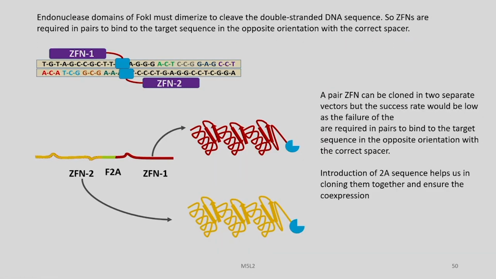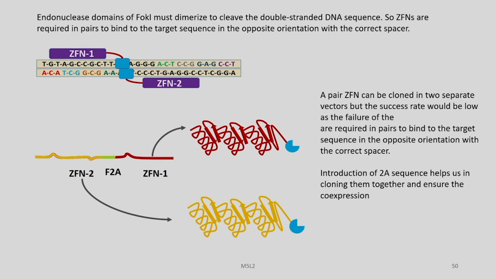So, the binding of 2 ZFN molecules in the opposite orientation with the correct spacer is very, very important for double strand breaks. To provide 2 ZFN molecules inside the cell, we may clone them into separate vectors, but the success rate would be low, because if one of the vectors does not enter, or efficiency is low, or for any other reason the vectors are delivered but one of the ZFN constructs is not expressed properly, the dimerization is not going to happen satisfactorily, and the double strand break generated will be low.